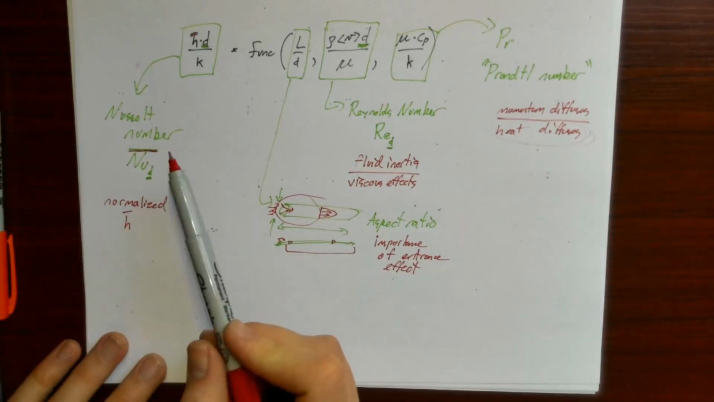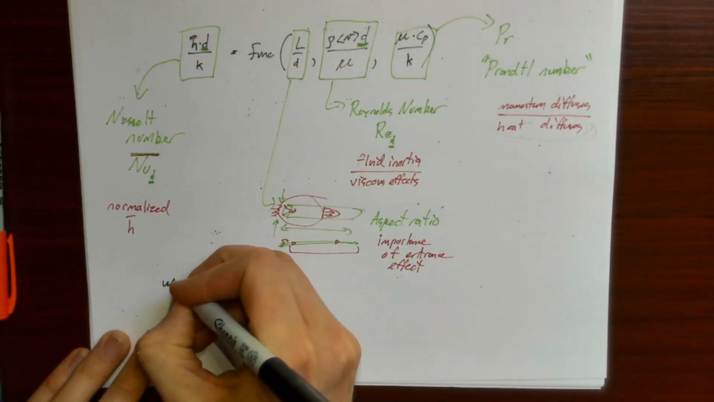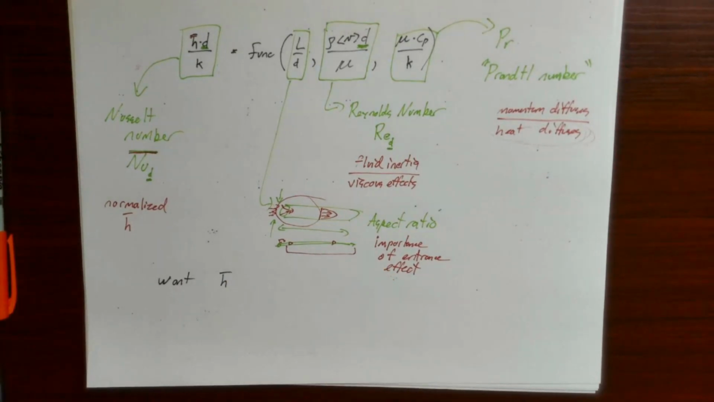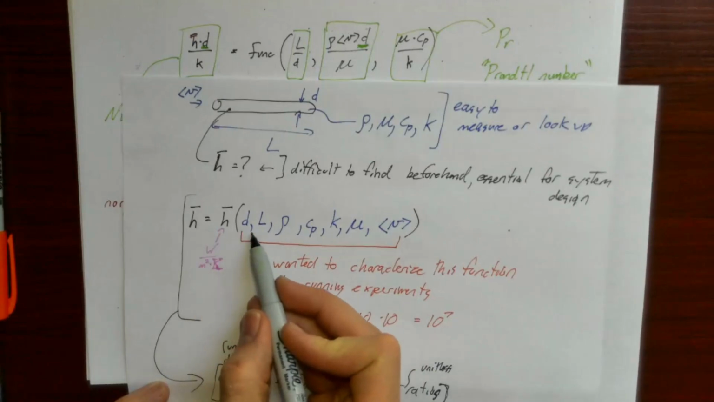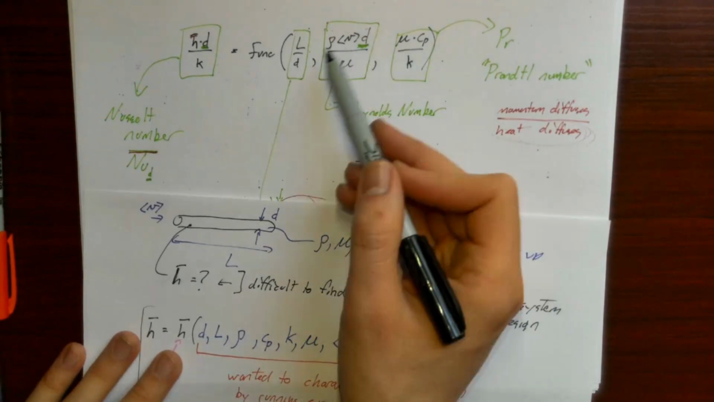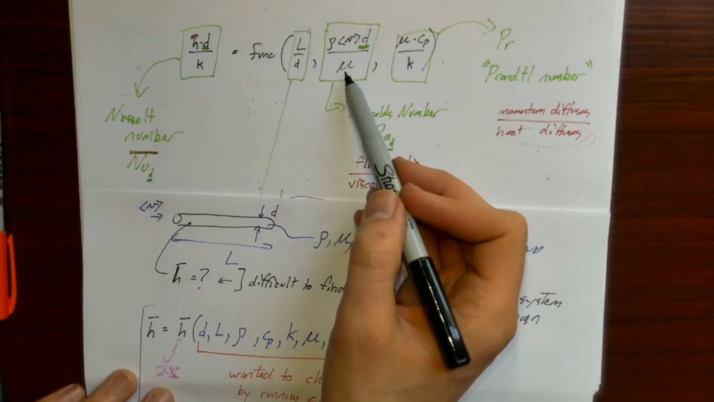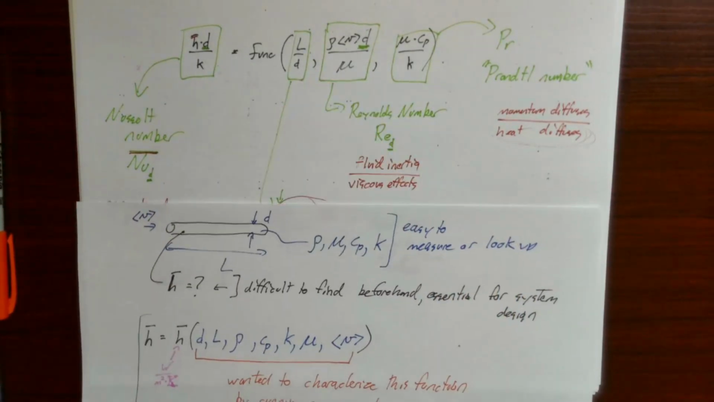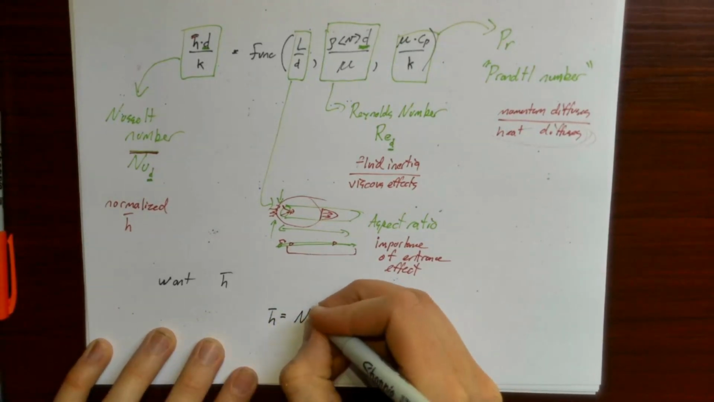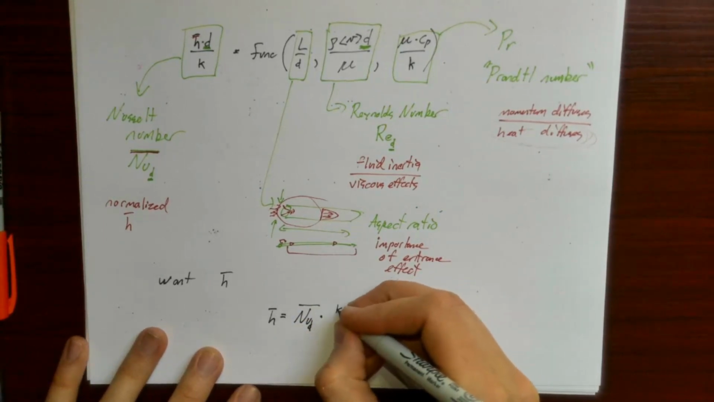So what's the deal here? Well, if you want an H bar given all of these things, take all of these things and formulate them as non-dimensional quantities, right? Then you can basically say, hey, if we want H bar, my H bar is going to be equal to my Nusselt number sub d times k over d, right?